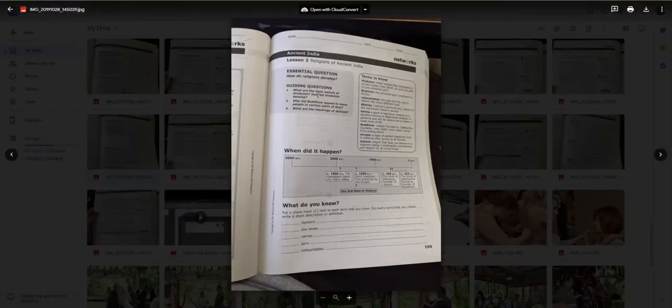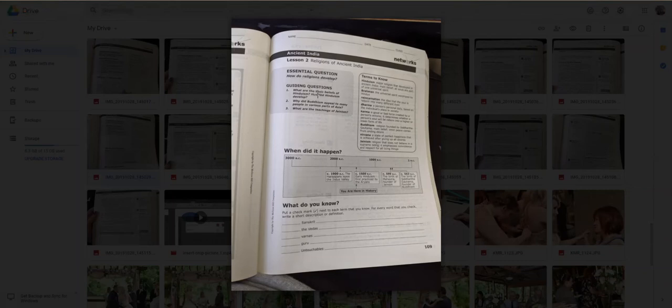All right, so we're going to start with our first page. Our guiding question is, how do religions develop? And our terms to know are Hinduism, Brahman, reincarnation, Dharma, karma, Buddhism, Nirvana, and Jainism. Okay? And you can read over these.